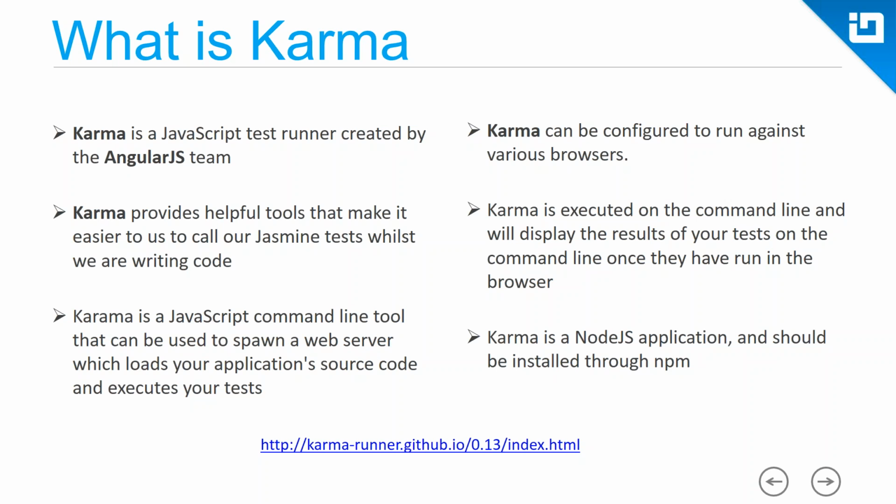Karma can be configured to run against various browsers. Karma is executed on the command line and will display the result of your tests on the command line once they have run in the browser. Karma is a Node.js application and should be installed through npm. You can read more about Karma at karma-runner.github.io.